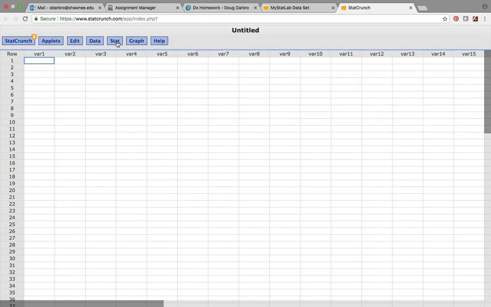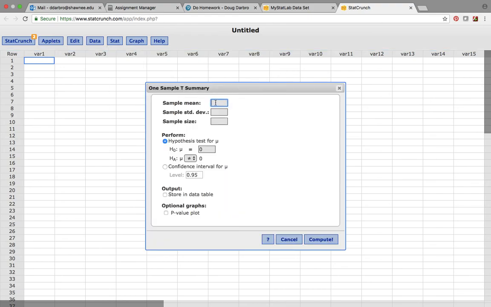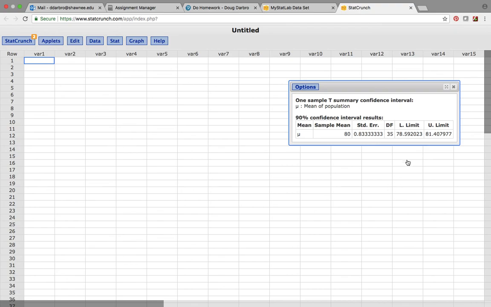So guys, instead of going from Stat down to Z-stat, this time we go to T-stat because the population standard deviation isn't given. The sample standard deviation is given. So sample mean was 80. Sample standard deviation was 5. Sample size was 36. And the confidence interval that we desire was 90. Guys, we want this to two places, so I have 78.59, 81.41.